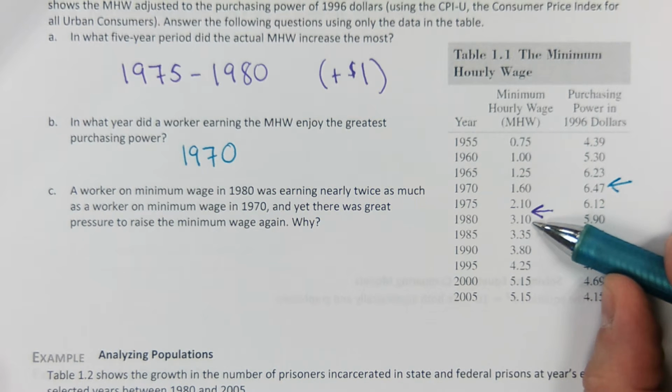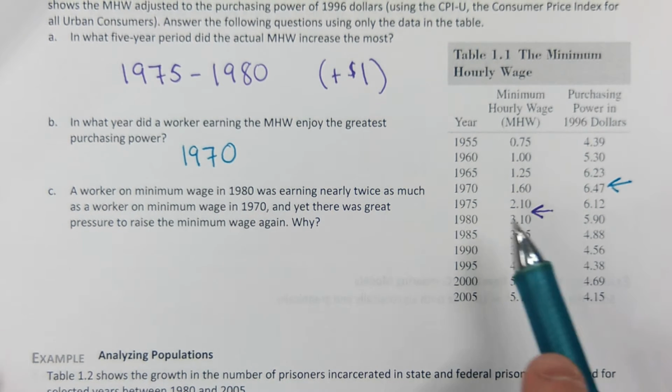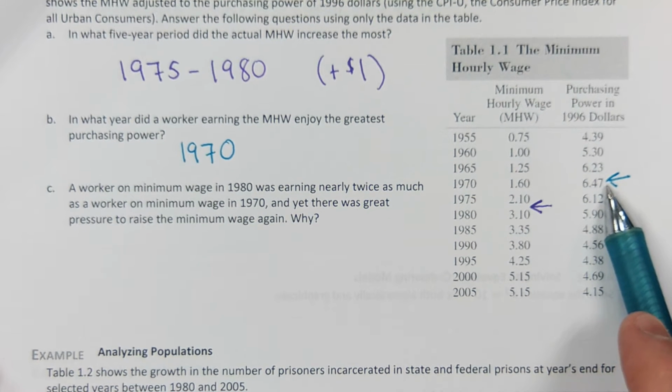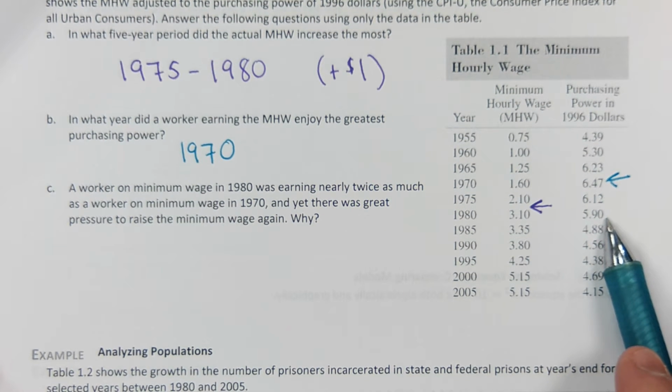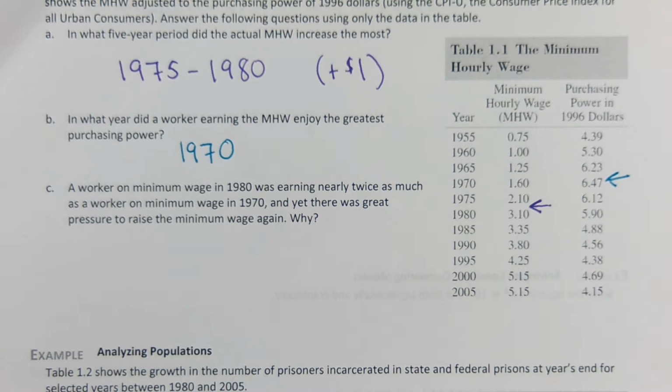Yeah, you hit the nail on the head. Because the purchasing power went down, and you said probably due to inflation. Yeah, look at that. In 1970, your purchasing power was $6.47. 10 years later, that's less purchasing power, even though the minimum wage almost doubled. So we could say purchasing power decreased, and more than likely, that is due to inflation.